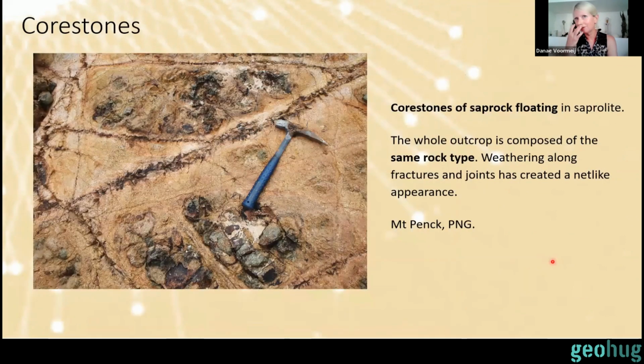Core stones are an interesting feature, but easy to understand. This is all one rock type, and core stones are simply less weathered pieces within a more weathered matrix. So these are really from the next layer in the horizon further below, if that makes sense. You can see all the structures perfectly preserved in saprock and in the saprolite, but it just looks like they're different rocks, but it's actually the exact same rock.